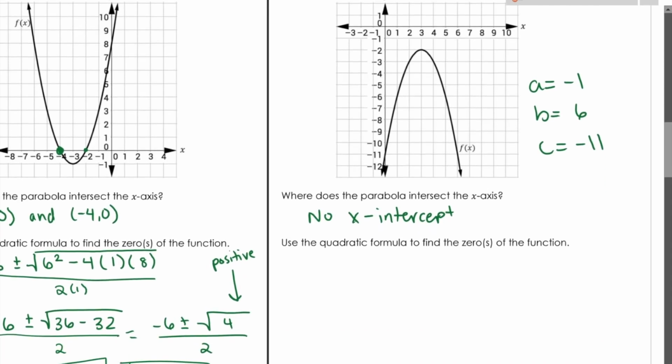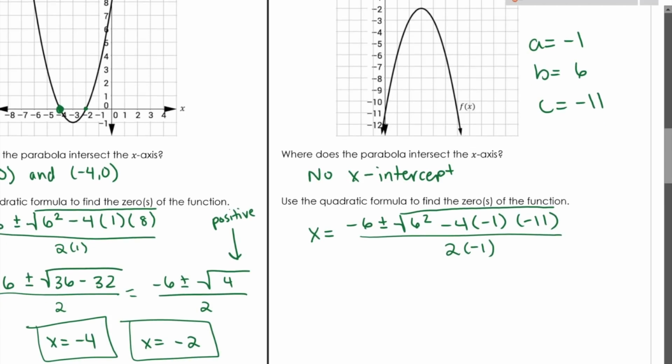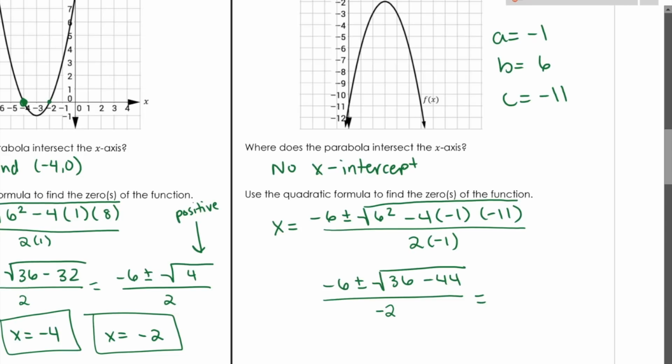Okay, now let's set up our quadratic formula. And I get x equals negative b, so it's a -6 plus or minus the radical of b squared, so it's 6 squared minus 4 times a times c, and that's going to be over 2 times a. Okay. If I break this down, I get -6 plus or minus the radical of 6 times 6 is 36, -4 times -1 is 4, but 4 times -11 is -44. On top of that, 2 times -1 is -2. If I further this problem, 36 minus 44 is going to give me a radical -8.